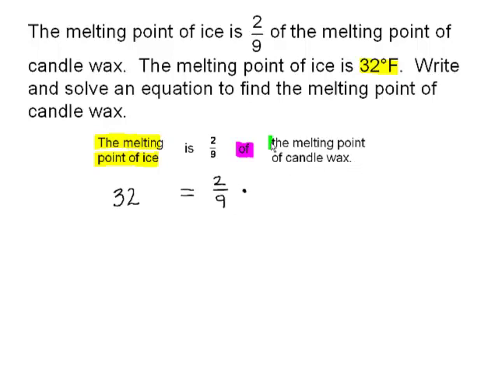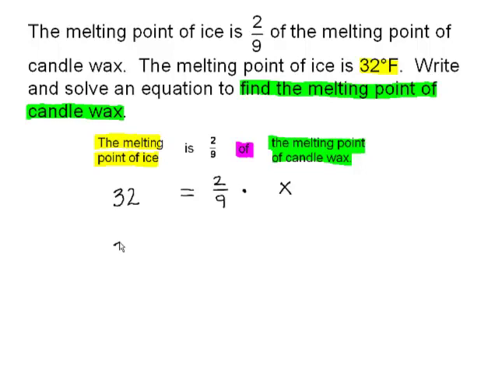Now when we look for the melting point of candle wax, we can see that we are asked to find the melting point of candle wax. So that means that this is our unknown. So what we'll do is use a variable for the melting point of candle wax, and in this case we'll use x. So now we have written an equation. 32 equals 2/9 times x.